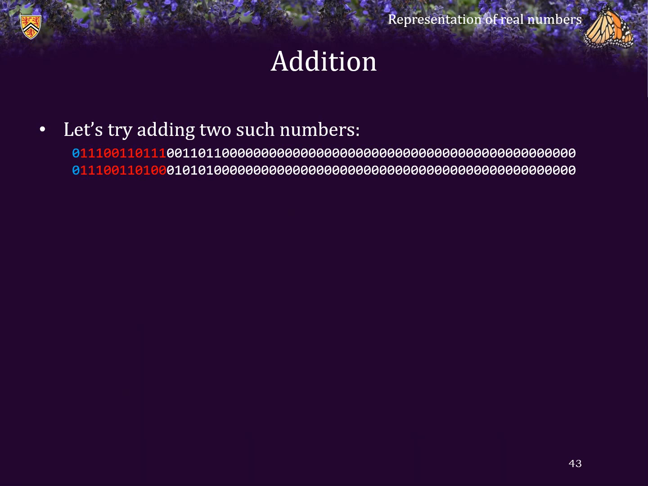Let's try it with another example. Here, we take a look at these two numbers, and the first number has an exponent that is 3 higher than the second. Therefore, we're going to have to shift the radix point on the second one. Being 3 higher, the first is larger by approximately a factor of 8.